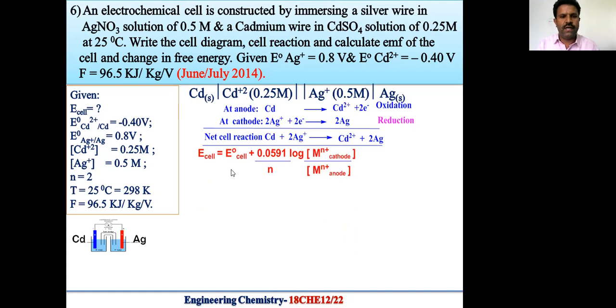So EMF of the cell is equal to standard EMF of the cell plus 0.0591 divided by n log of concentration of the solution at cathode divided by concentration of the solution at anode. So let's calculate standard EMF of the cell, that is equal to E naught cathode minus E naught anode. E naught cathode is silver, its value is 0.80 volt, minus E naught anode, whose value is minus 0.40 volt. Hence we will get E naught cell value equal to 1.2 volts.